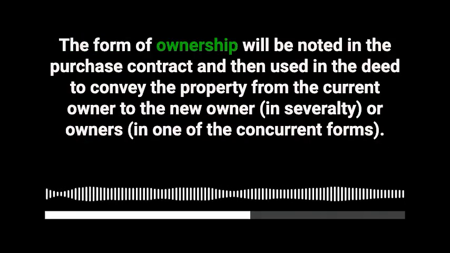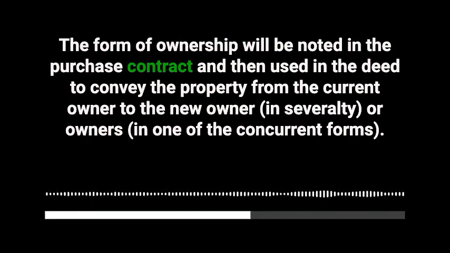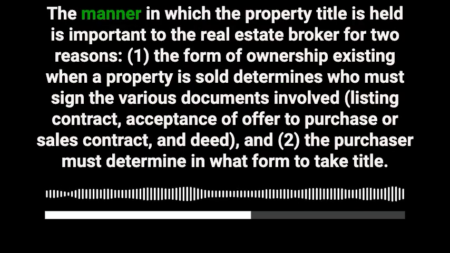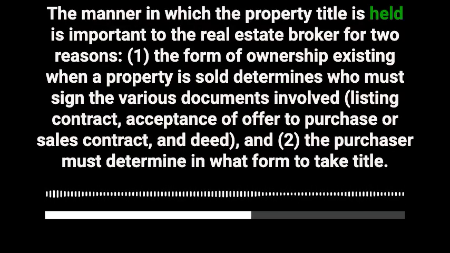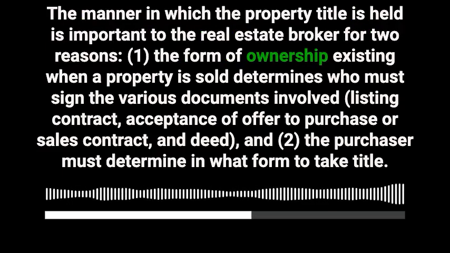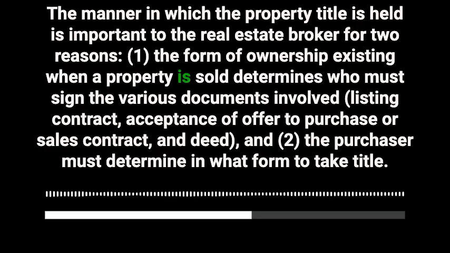The form of ownership will be noted in the purchase contract and then used in the deed to convey the property from the current owner to the new owner or owners. The manner in which the property title is held is important to the real estate broker for two reasons. The form of ownership existing when a property is sold determines who must sign the various documents involved, and the purchaser must determine in what form to take title.